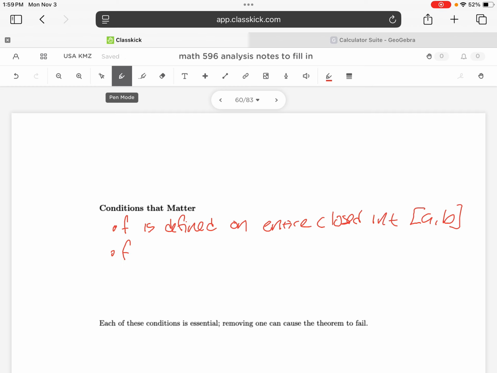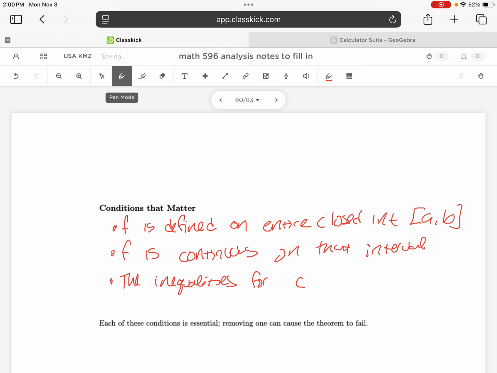F actually has to be continuous on that entire interval. The conclusion of the statement says that there is a C between A and B, and it's strict inequalities there. So the inequalities for C are strict inequalities. That is, A is less than C is less than B, not A less than or equal to C, less than or equal to B. It needs to be a strict inequality. And then also the interval must be closed, not open.